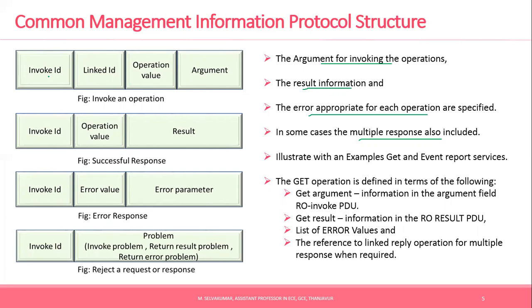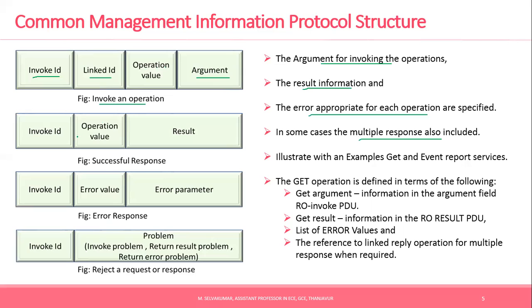Here, this invoke ID is given, which is offered in the ROS protocols. The linked ID is used when we have to link to some element in another slot, to the main element. The operation value is given, and the argument is what has to be provided for invoking the operation. This is invoking an operation.